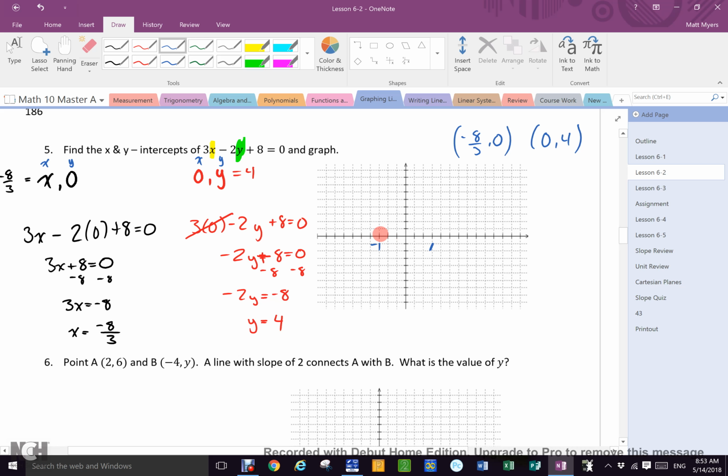Each square is 1/3. So how far to the left do I need to go? 8. Because I got to go 8/3. 1, 2, 3, 4, 5, 6, 7, 8. There's my dot. Does everyone understand what I did there?